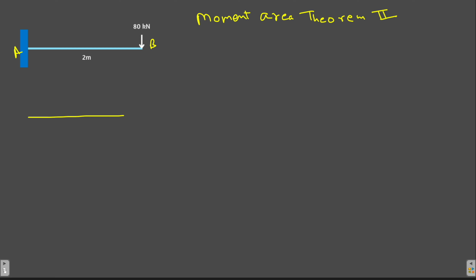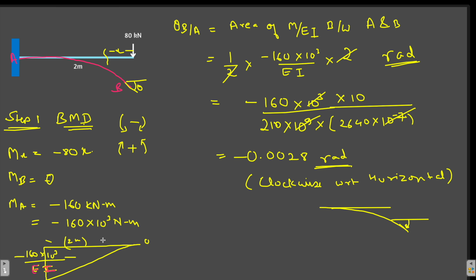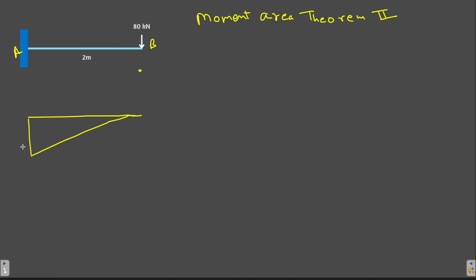So for that, we have to find the deflection of this point B with respect to the tangent drawn at point A. But since point A is not moving, we will simply get the deflection of point B. How will we get the deflection? This was the M by EI diagram, and the quantity we got was minus 160 into 10 to the power 3 by EI.